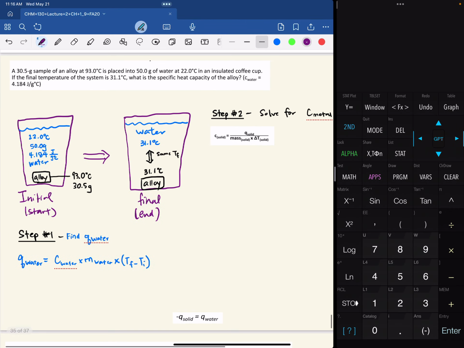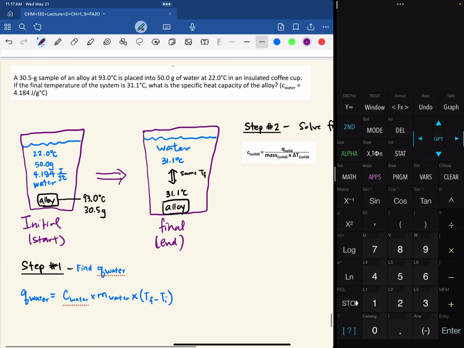The reason for that is because I would like to get you into the habit of drawing out some of these pictures to help you do a better job of understanding what is in the cup initially and what the values associated with the final are at the end of the experiment. So let's go ahead and read through and see what values they give us.